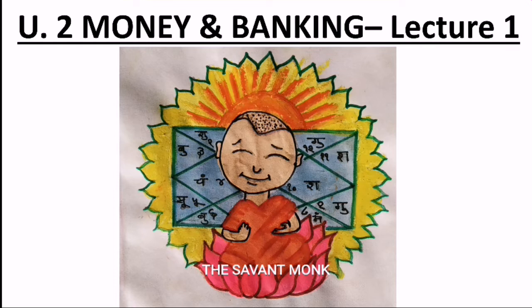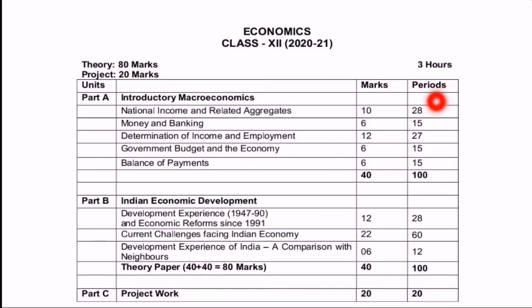It is in continuation with the lecture series on CBSE Class 12 Macroeconomics. This is Unit 2, Money and Banking. It is of 6 marks in your CBSE board examination, so it is extremely important in order to get high marks in economics as well as to understand higher level economics, because in graduation level you will find that money and banking is a separate subject.